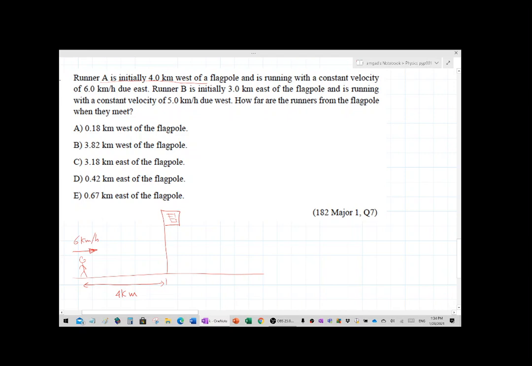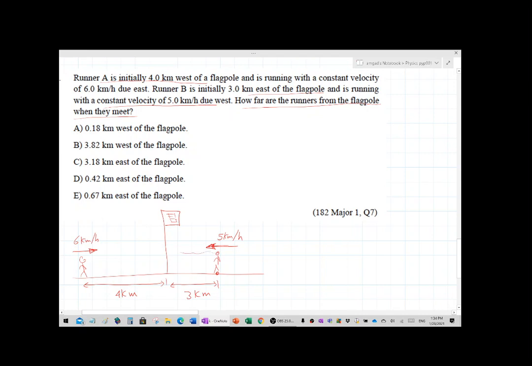Runner B is initially 3 kilometers to the east of the flagpole, and is running at constant velocity 5 kilometers west. So he runs at a velocity 5 kilometer per hour west. How far are the runners from the flagpole when they meet?